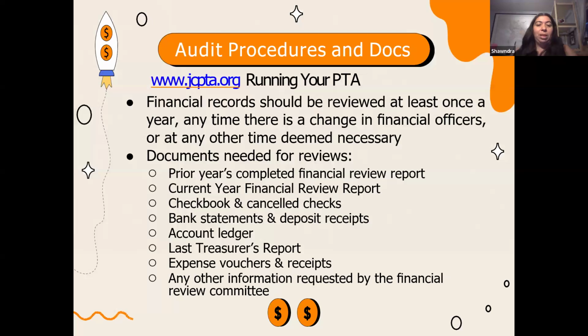And then the documents that need to be reviewed: the prior year's completed financial review report, that's going to be your starting point for what numbers to fill out. Your current year financial review report, that's where you note what you've brought in and what you've spent, what's outstanding. Checkbook and canceled checks, bank statements and deposit receipts, account ledger, the last treasurer's report from your last meeting, expense vouchers and receipts, and then any other information requested by your financial review committee.